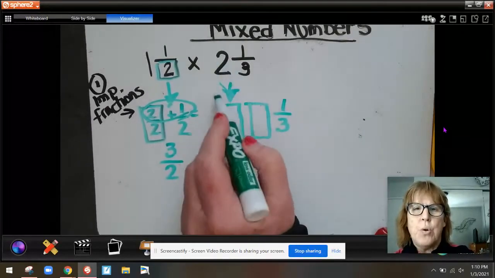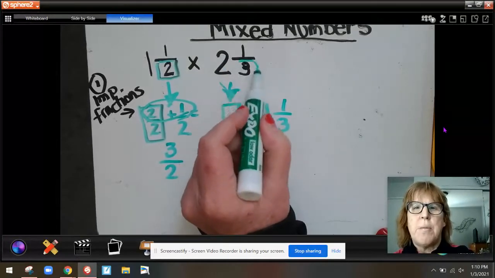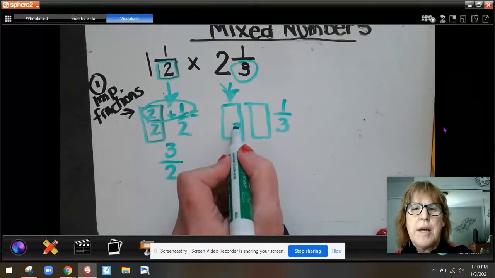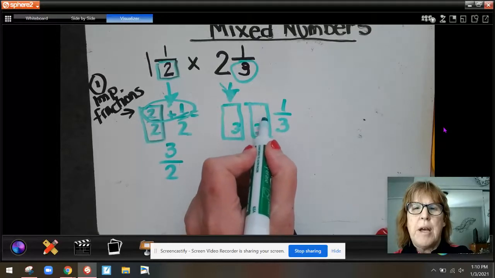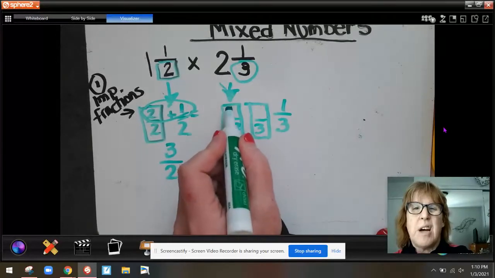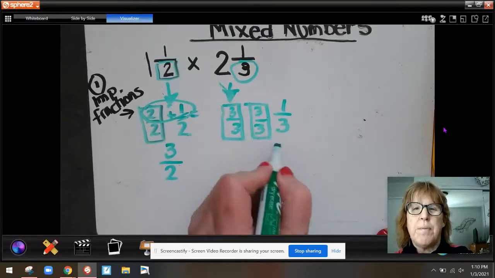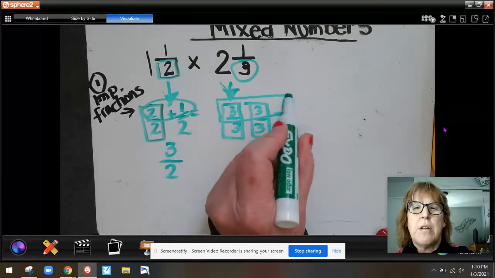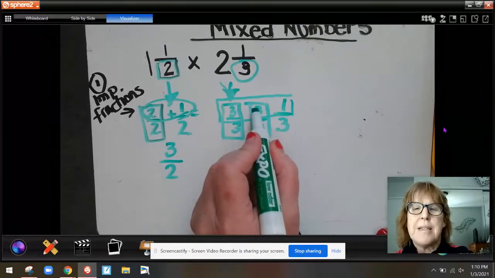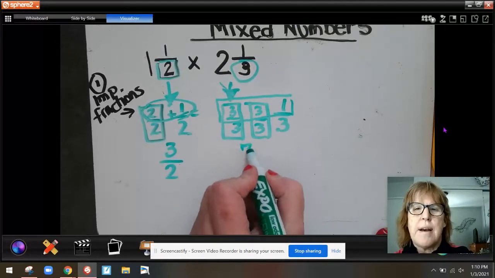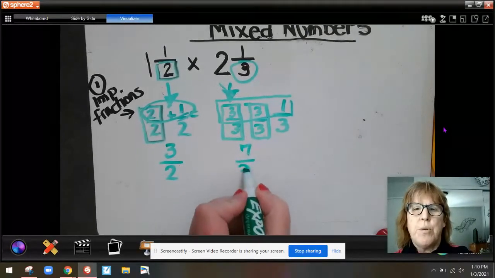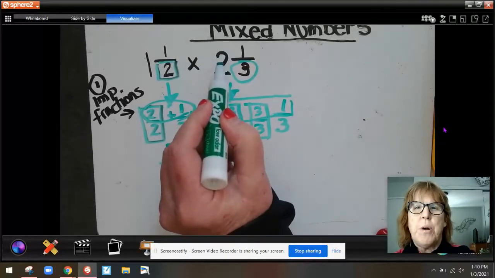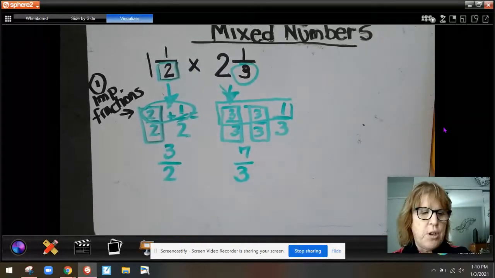Our two wholes are going to have denominators of 3. So think about it. If you have a denominator of 3, how many do you need to color in to have the whole thing? Well, 3/3, right? So now we're going to add the numerators. So we have 3 plus 3 is 6, plus 1 is 7, and we have over 3. So we changed 2 1/3, we changed it to 7/3.